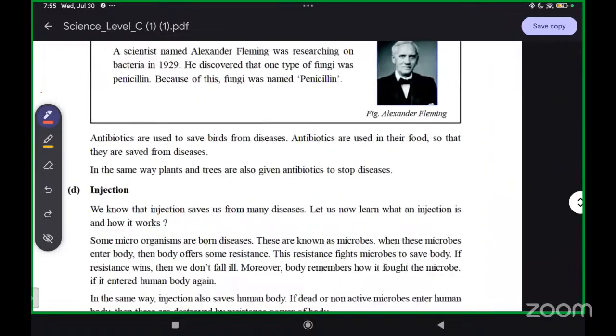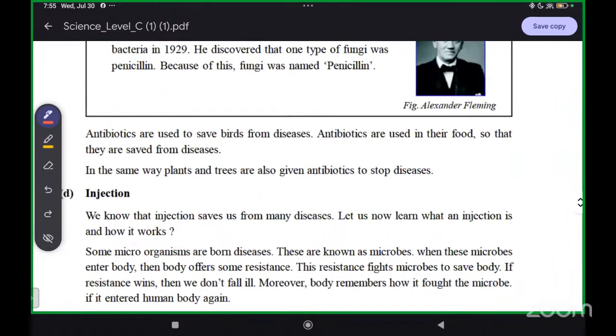Then antibiotics are also used to save birds from diseases. Antibiotics are used in their food so that they are saved from diseases. In the same way, plants and trees are also given antibiotics to stop diseases.